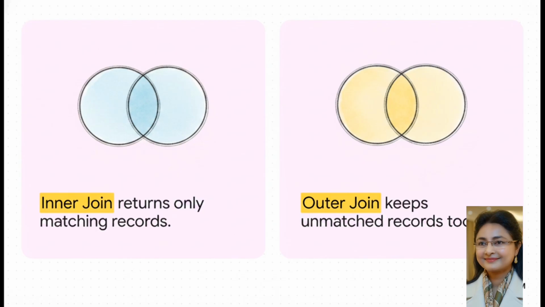Think about an inner join as a strict intersection. It only returns the records that have matching values in both tables. But an outer join, that's a bit more inclusive. It combines the intersecting records, but also keeps the unmatched records hanging around from one or both of those original tables. At the end of the day, it is all just set theory.